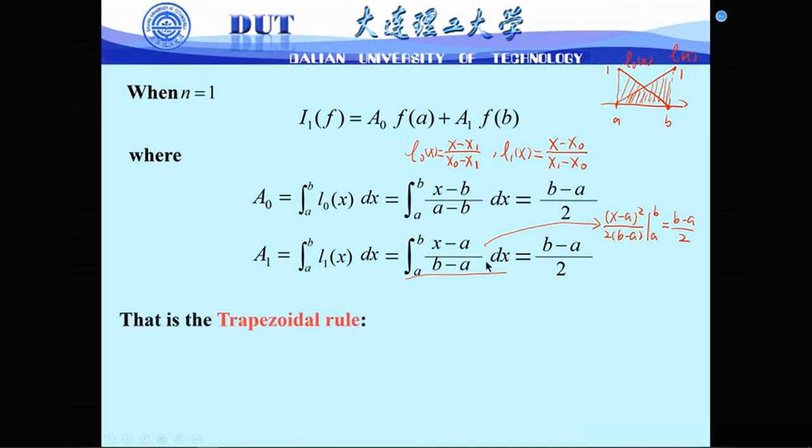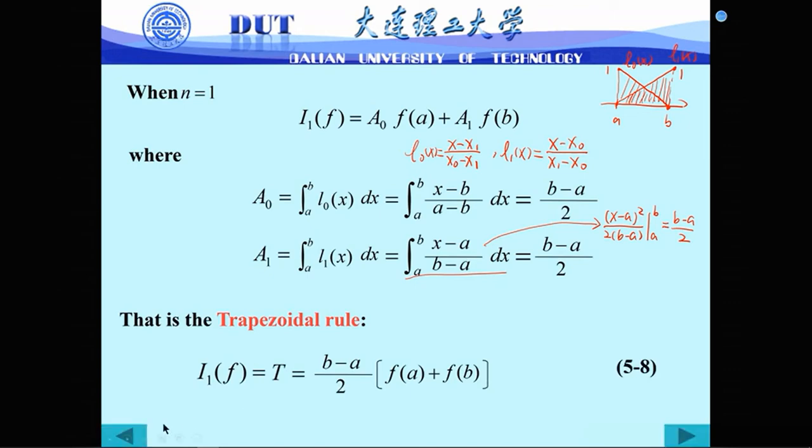Then, okay, we know this is just the trapezoidal rule. So I_1(f), with a_0 equal to a_1 equal to (b minus a) over 2, is (b minus a) over 2 multiply (f(a) plus f(b)).